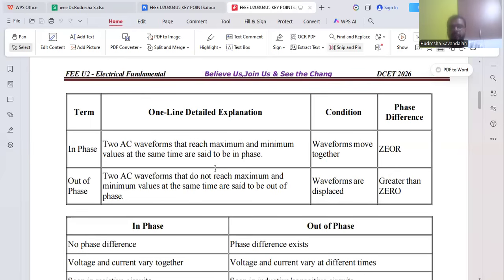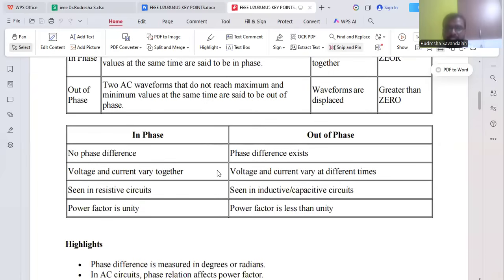Out of phase: two AC waveforms that do not reach maximum and minimum values at the same time are said to be out of phase. In phase, no phase difference exists.